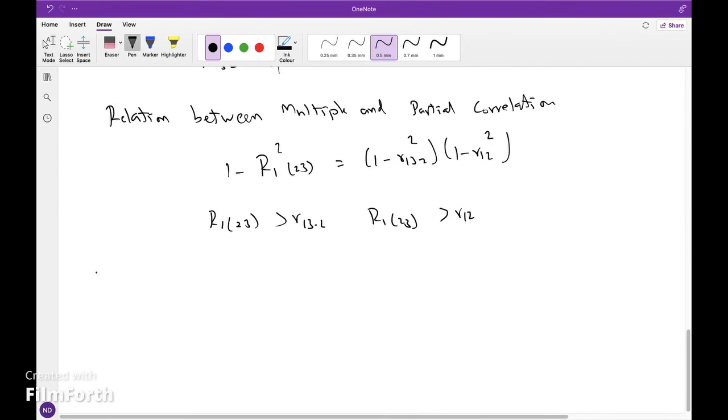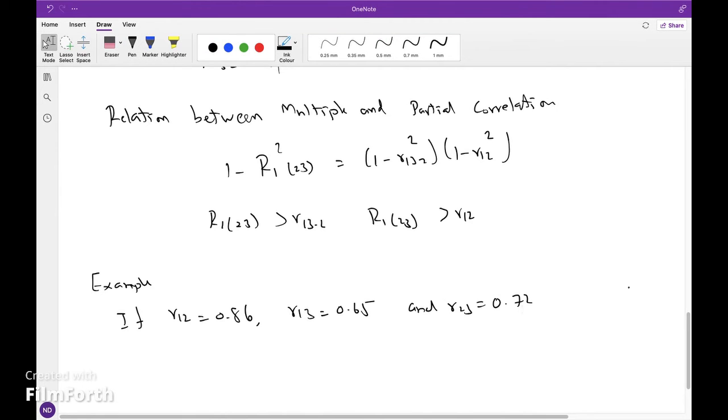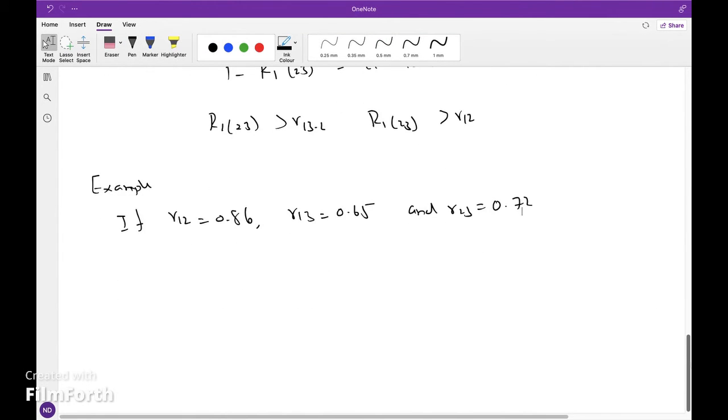Example: if r12 equals 0.86, r13 equals 0.65 and r23 equals 0.72. That is, the correlation between 1 and 2 is 0.86, 1 and 3 is 0.65, and 2 and 3 is 0.72. Find the partial correlation coefficient.